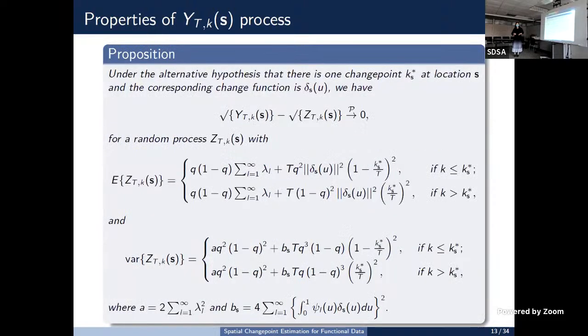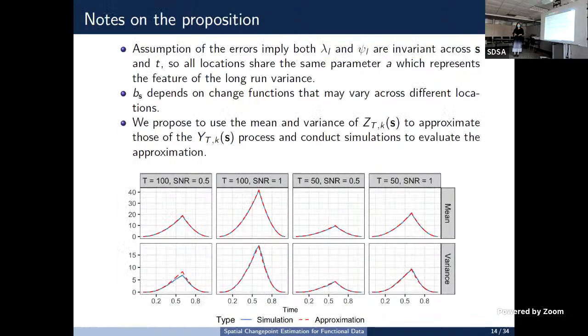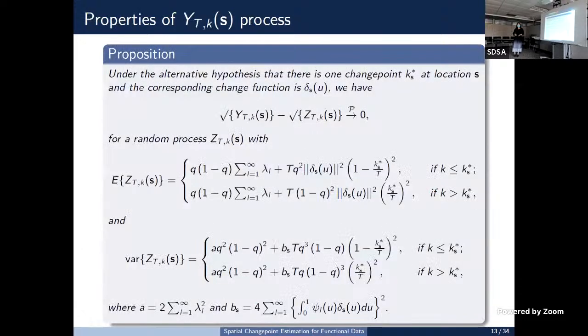And the relationship is a square root. And this is the convergence in probability. I also tried to prove if we can directly use these results to model Y, but it seems the conditions are not strong enough. So this is the best result I can get. And in theory, it seems we cannot directly say Y would follow such distribution. So I have to use an additional step to do some simulations to prove we can use the result to approximate the process Y.